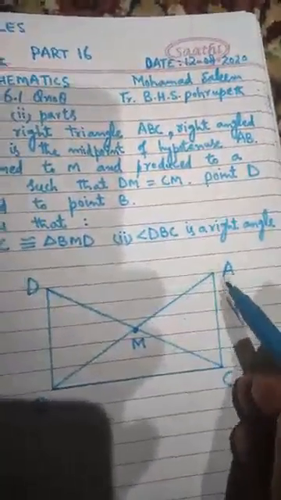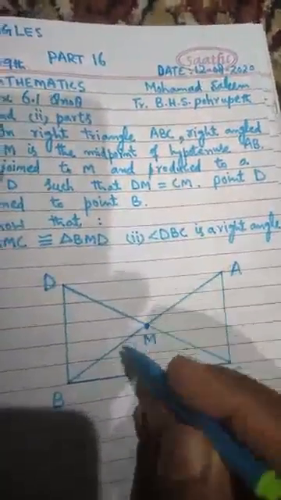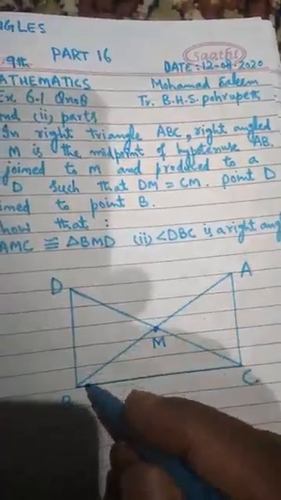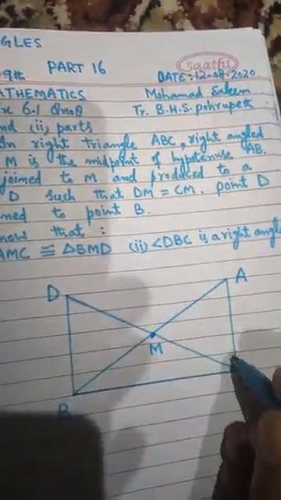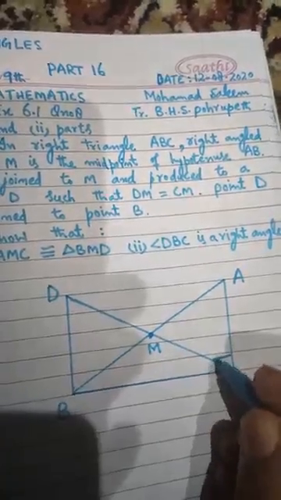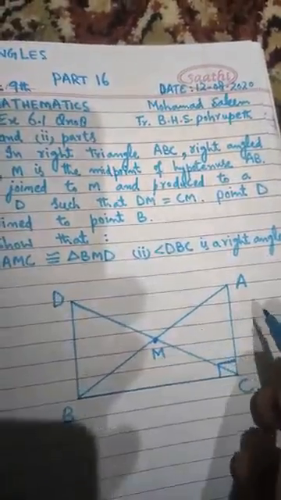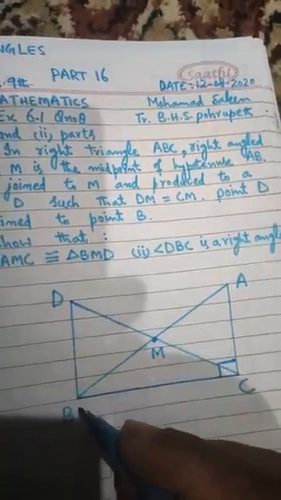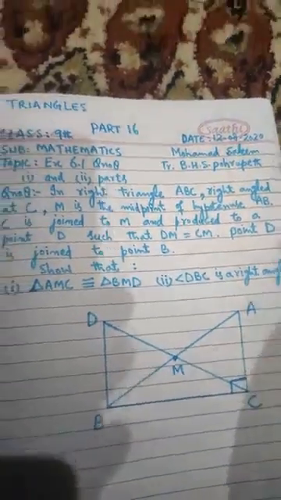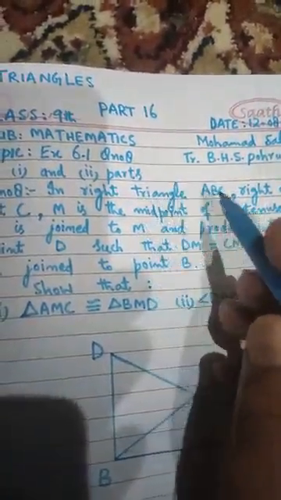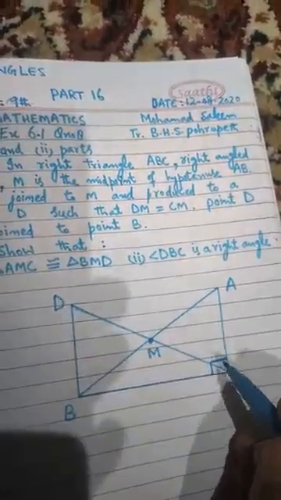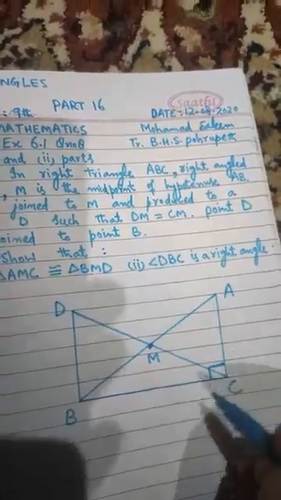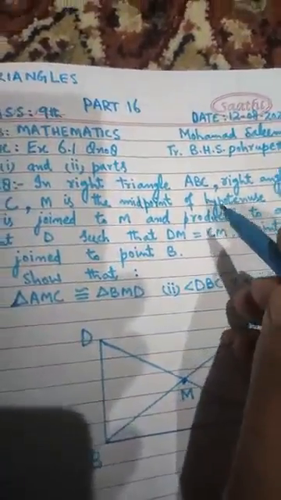Okay, we have a right triangle ABC. That means this triangle is a right angle triangle and it is right angled at C. That means this angle is 90 degrees. This angle is angle ACB, or BCA, a 90 degree angle. So we have angle ACB equal to 90 degrees.